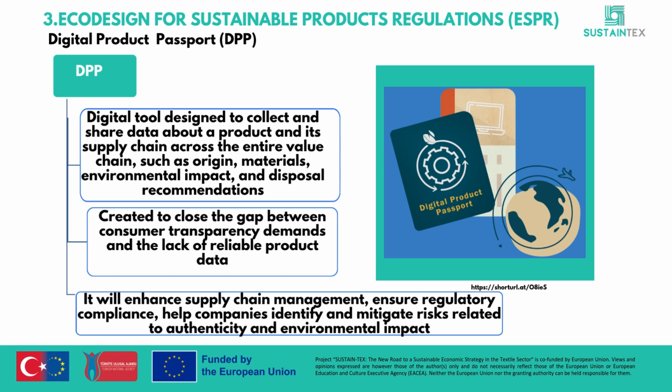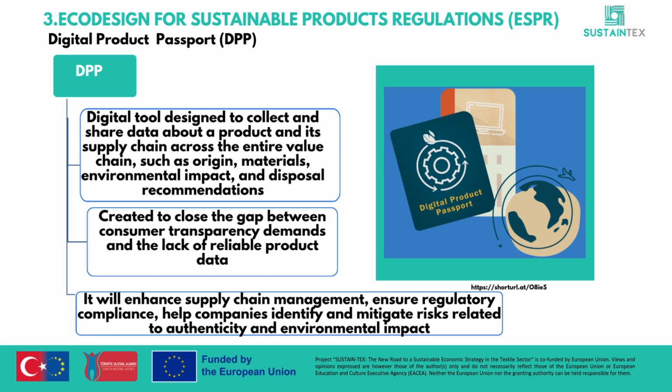The DPP acts as a digital fingerprint for textile products, offering comprehensive details about their origin, materials, and environmental impact. This knowledge is crucial for consumers to make informed decisions, for authorities to verify adherence to sustainability regulations, and for companies to identify and mitigate risks related to authenticity and environmental impact.